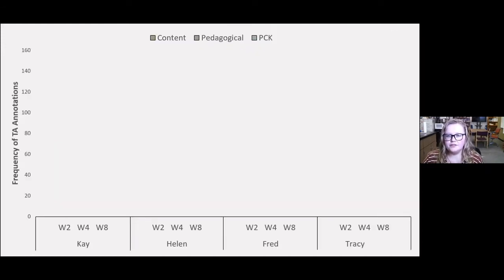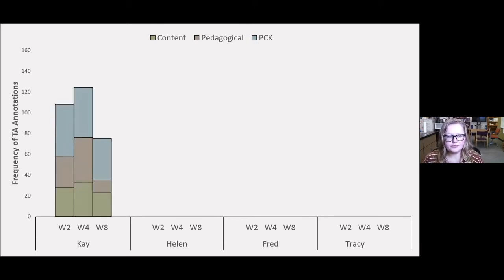And so when looking at the data for the TA annotations, we can display it with the x-axis referring to the different TAs and each of the corresponding weeks we analyzed of the semester, and then the y-axis referring to the frequency of the annotations made by the TAs as they correspond to those different types of knowledge. And so here's the data for just one TA, K.